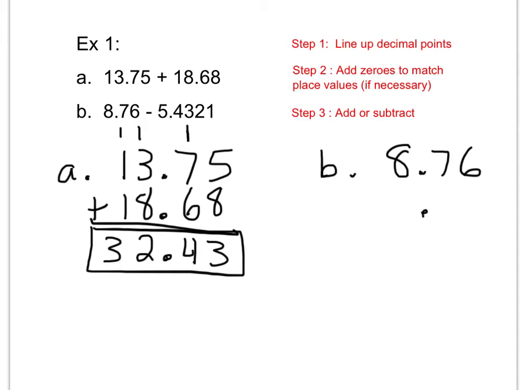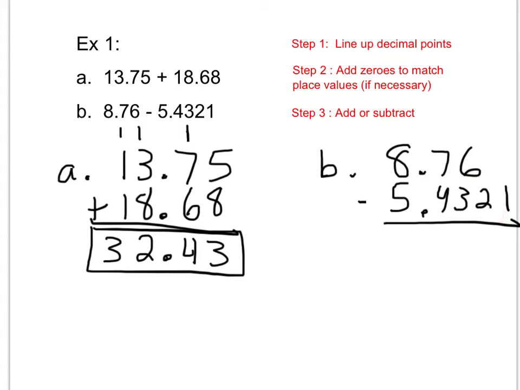I've got one digit, 5, before the decimal, and then 4 digits after. I've got a 4 and a 3 and a 2 and a 1. Okay? And this is a subtraction problem. Now notice, I only have 2 decimal places up here and I've got 4 down here.